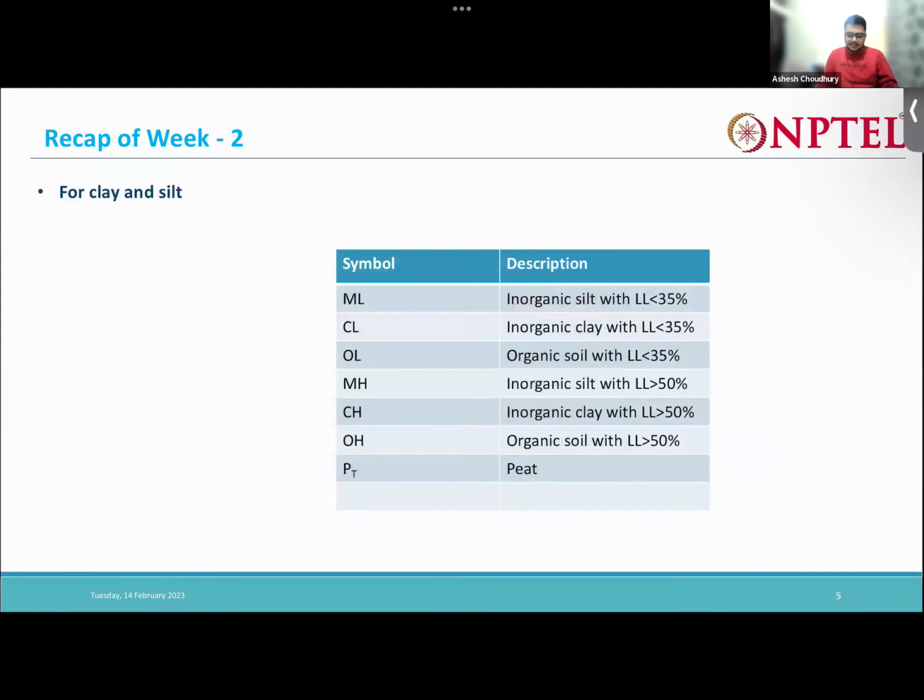Now for clay and silt, these are the possible symbols. ML means inorganic silt with liquid limit less than 35%. There is CL, which is inorganic clay with liquid limit less than 35%. The other one is organic soil with liquid limit less than 35%. The other one is inorganic silt with liquid limit greater than 50%. Then inorganic clay with liquid limit greater than 50%. Then organic soil with liquid limit greater than 50%. At the end, we have peat.